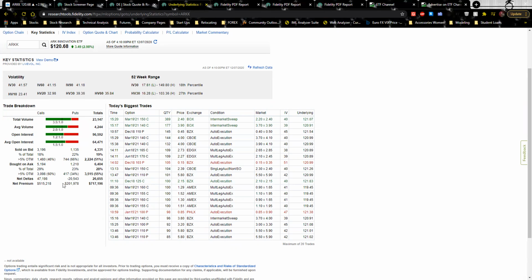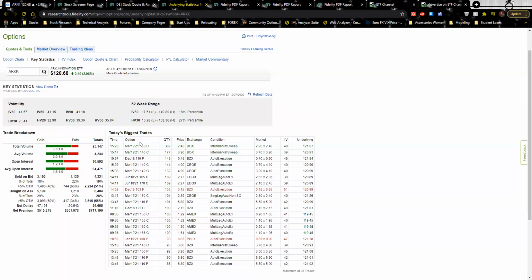What's also really dope is that Fidelity gives you a breakdown of some of the biggest trades. Only up to 20 trades, unfortunately, but for this one there's been a large number of March 10th, 1921 calls for the 150 strike price, the 140 strike price. You see some puts for the 110. These are the biggest trades that they've seen on Fidelity.